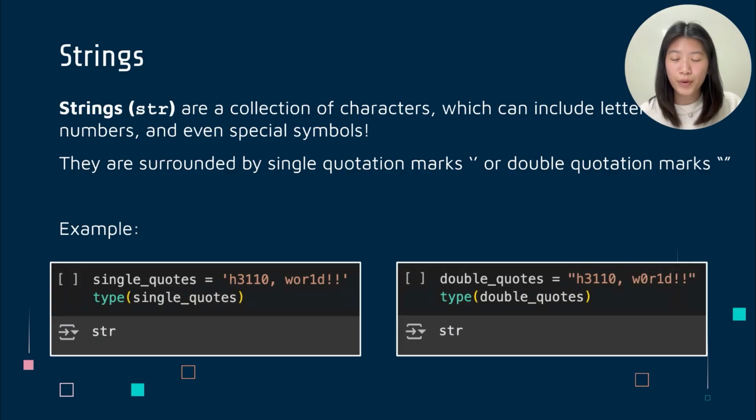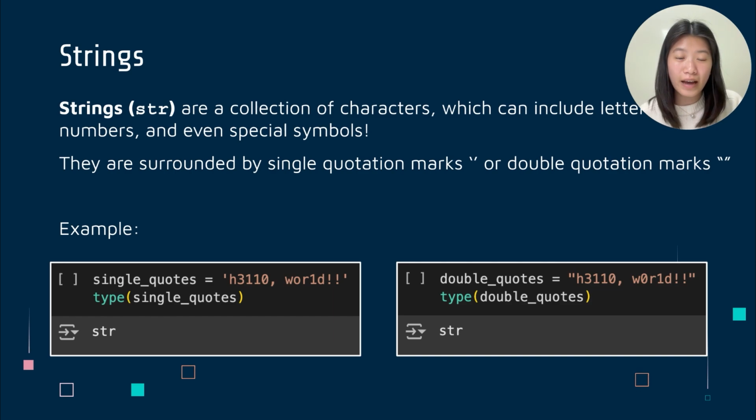On the left-hand side, we created a variable named single_quotes, and we set it equal to this string literal that we created using single quotes, and it contains a bunch of letters, it contains numbers, it contains a space, and it even contains punctuation marks like a comma and an exclamation point. And when we check the type of this variable, single_quotes, it returns str, which just means string.